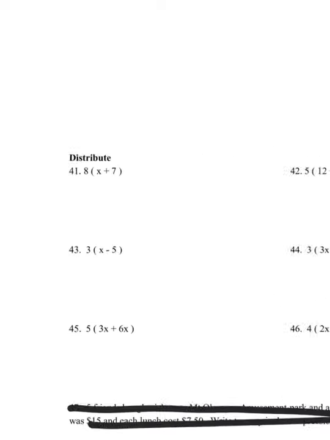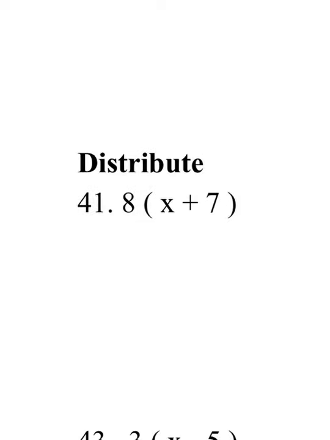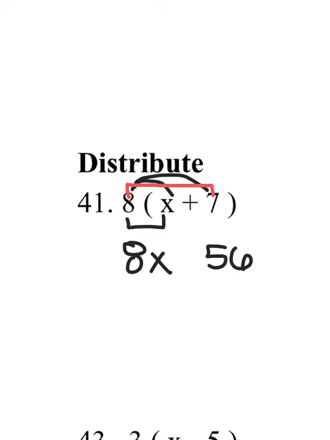And for the last page, we are to distribute. I'm going to draw my arrows and take it step by step. So first we do 8 times x, gives us 8x. And then we do 8 times 7. And 8 times 7 gives us 56. And then I'm going to bring down what I'm doing in my parentheses, which is adding. So I end up with 8x plus 56.